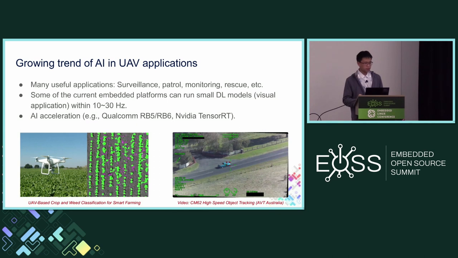Also, many SoC vendors nowadays provide mechanisms for AI acceleration. For example, Qualcomm RB5 and RB6 are integrated with a hardware AI accelerator. And for NVIDIA, we have TensorRT to optimize the neural network and adjust the parameters of the neural network.